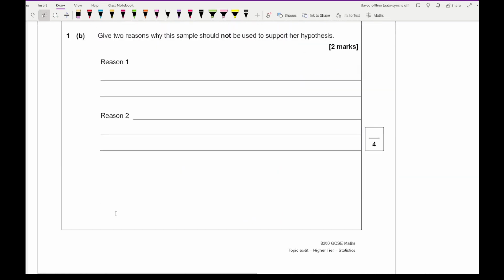Now for question 1b, it says give 2 reasons why the sample should not be used to support her hypothesis. There are loads of different ways in which you could give your reasons, but remember that they've got to be 2 distinct reasons and they can't be linked between the 2 for you to get the 2 marks. I'm not going to write down my typical answers, but I'll say what some common answers are going to be: that the sample is too biased, in the fact that we know that they all read books, all avid book readers, all keen book readers.